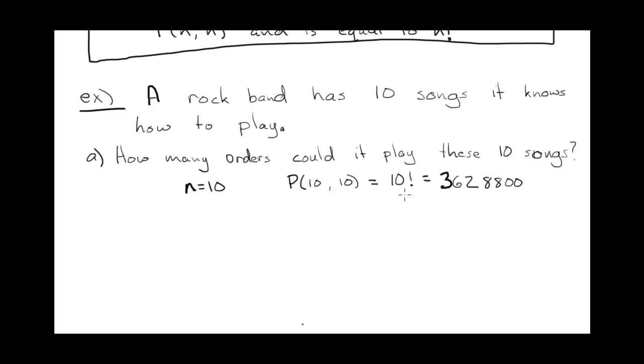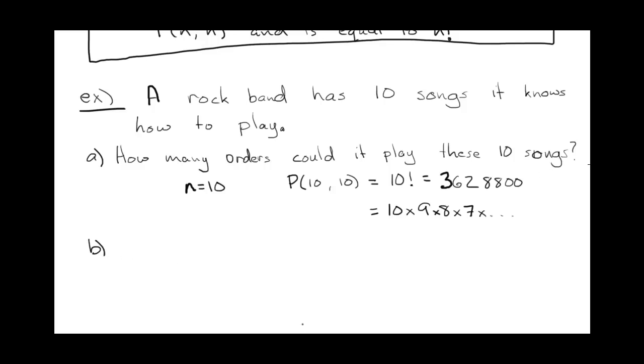Okay, and then if you want to reason it out, there's 10 actions, right? They have to play a song first, so how many songs could they play first? 1 of 10. How many songs could they play second? Now there's only 9. Then they could play 1 of 8 songs, 7, etc. So that's why it's 10 factorial.